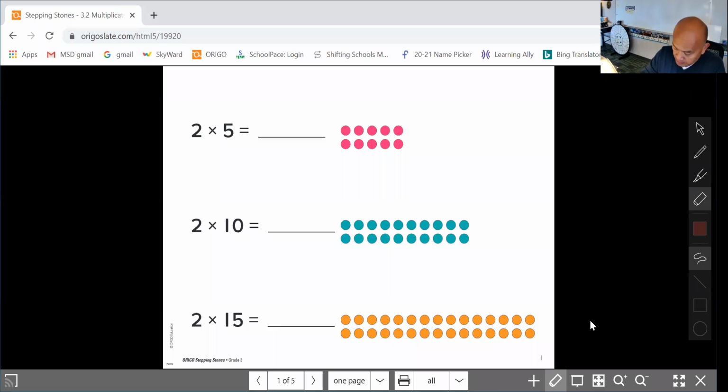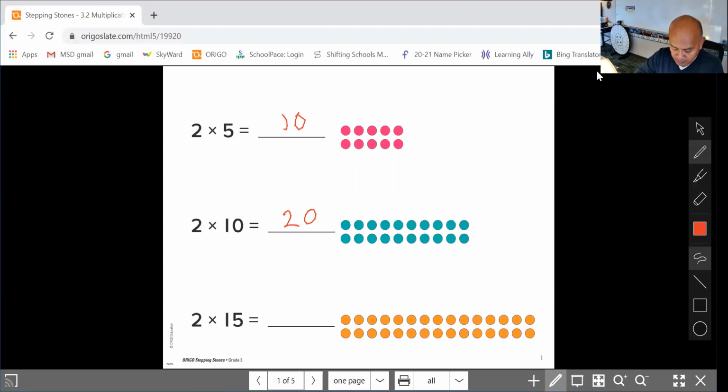And let me go ahead and write on this. Yep, it is 10. 2 times 5 is 10. Okay, and then anyone know what 2 times 10 is? You can use your doubling method if you know that. So 2 times 10, you can count the dots also. If you know it, go ahead and say it. Yes, that's right. It is 20.